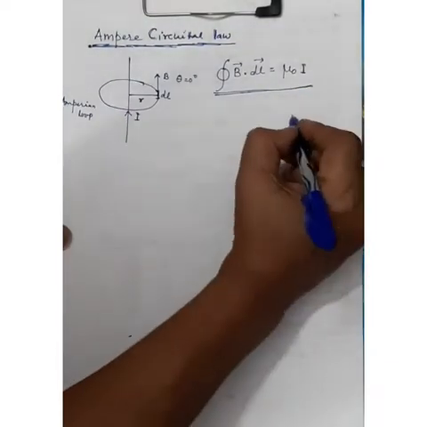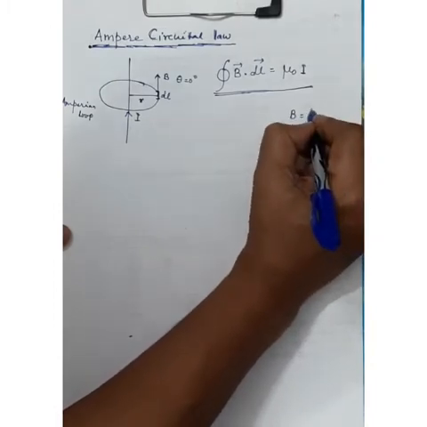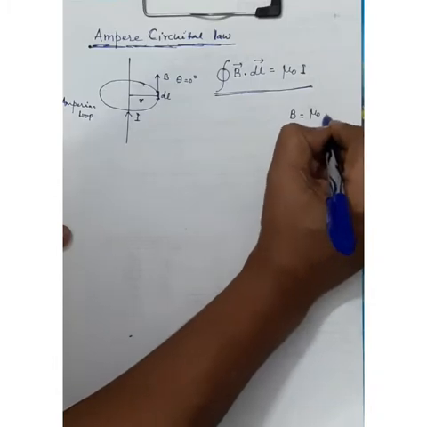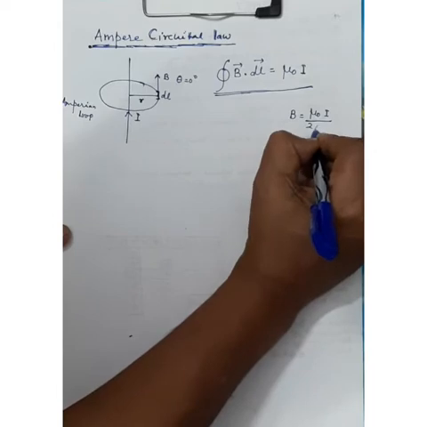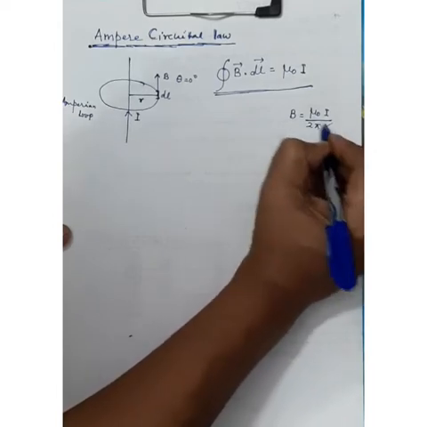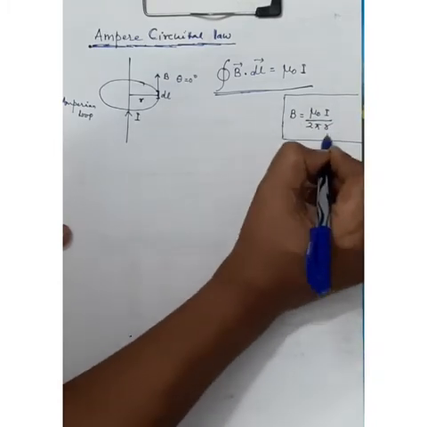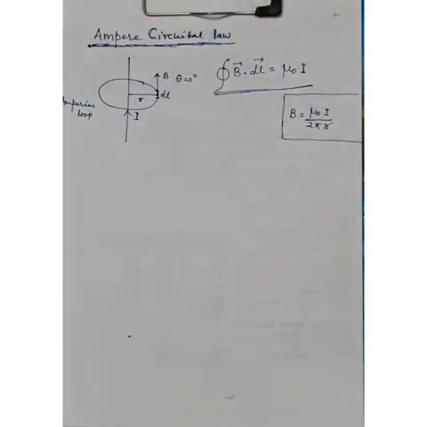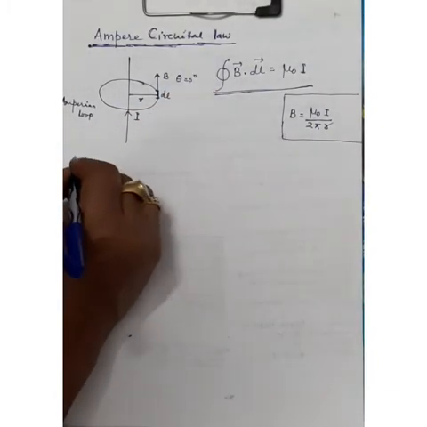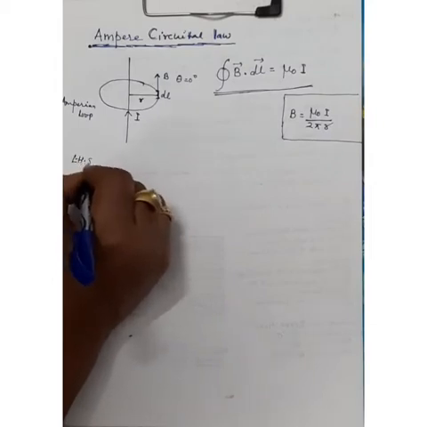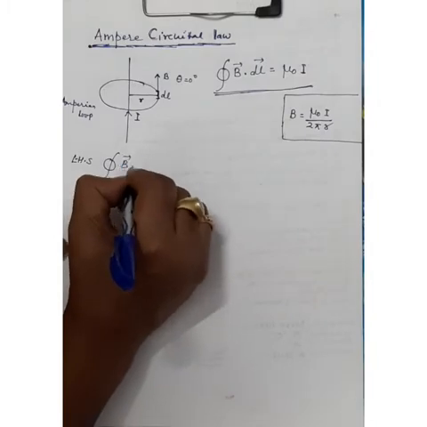We know that the magnetic field due to a straight conductor is given by the formula mu naught I upon 2 pi r. This we know. So applying this, we can prove Ampere's circuital law very easily. So you take first the left hand side. Left hand side is integration of B dot dl.